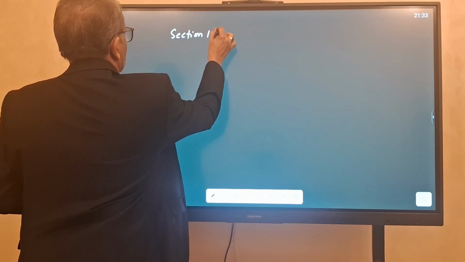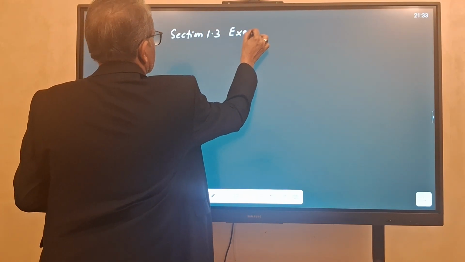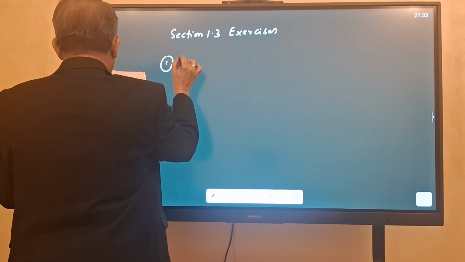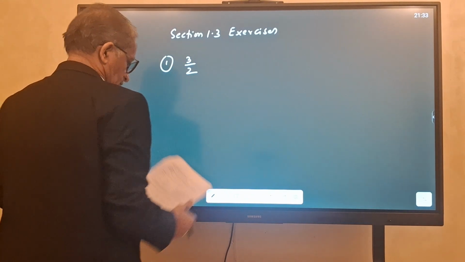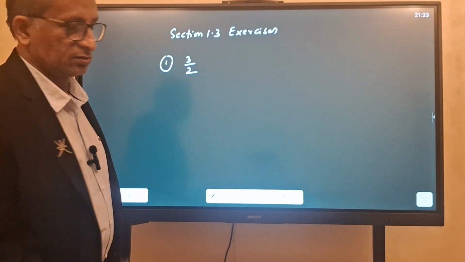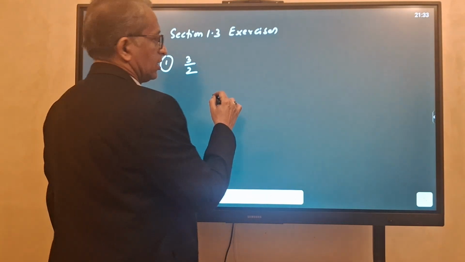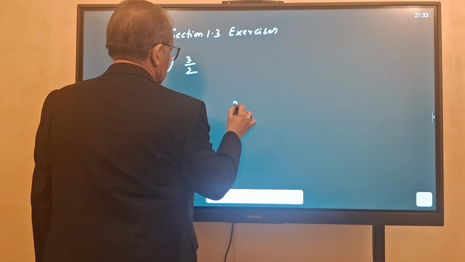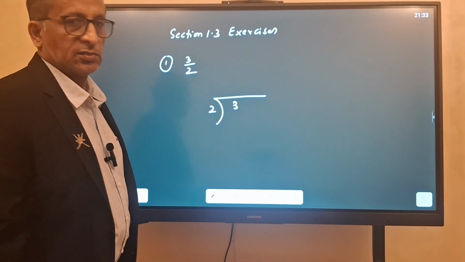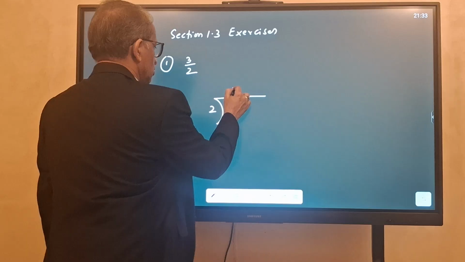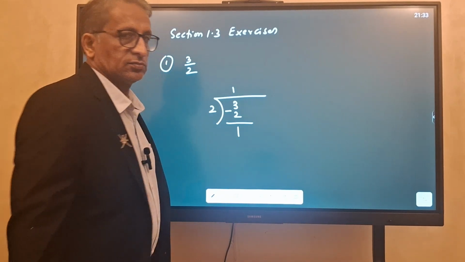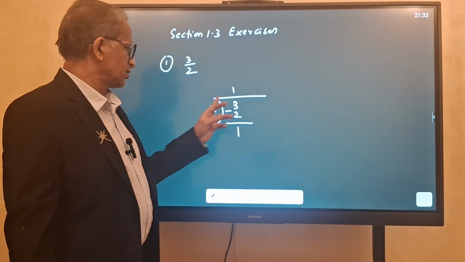Section 1.3 exercises. The first one, 3 by 2. So this is an improper fraction. We will convert this into a mixed number. So for that, I have to divide. 2 into 1, 2, 3 minus 2, it is 1. So I stop. Don't take the decimal.